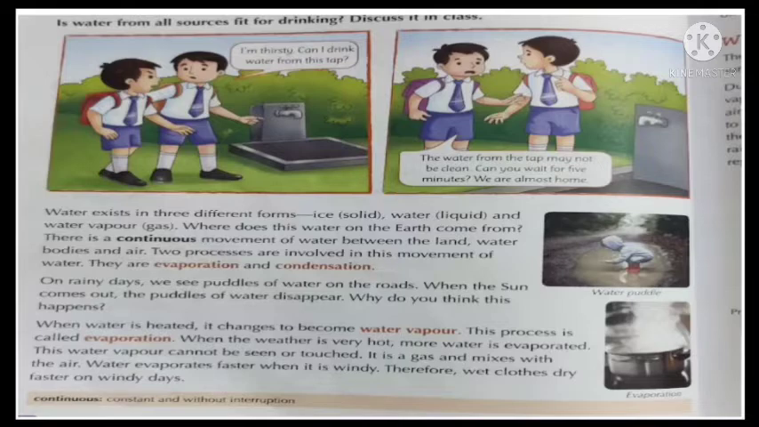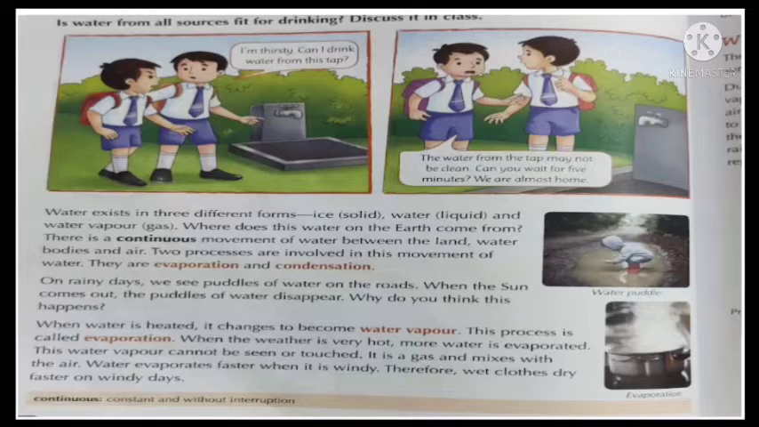Where does this water on the earth come from? There is a continuous movement of water between the land, water bodies, and air. Two processes are involved, that is, evaporation and condensation. On rainy days, we see puddles of water on the roads. When the sun comes out, the puddles of water disappear. Why do you think this happens? Where does this water go?